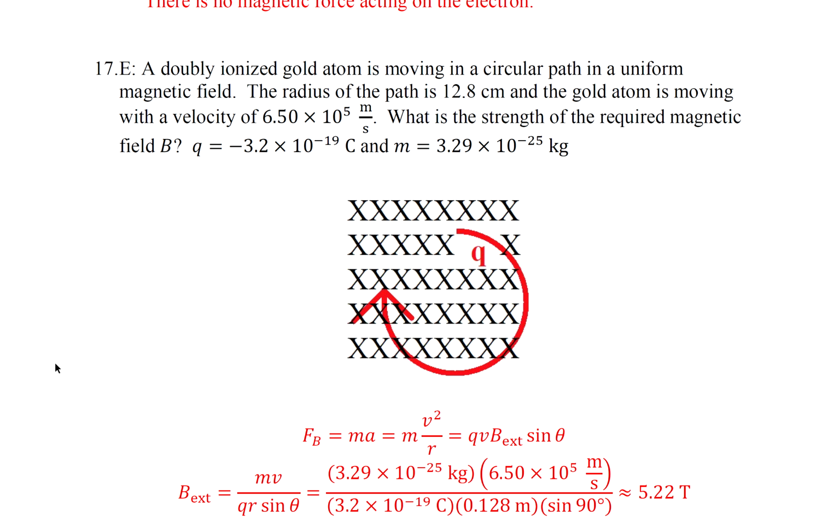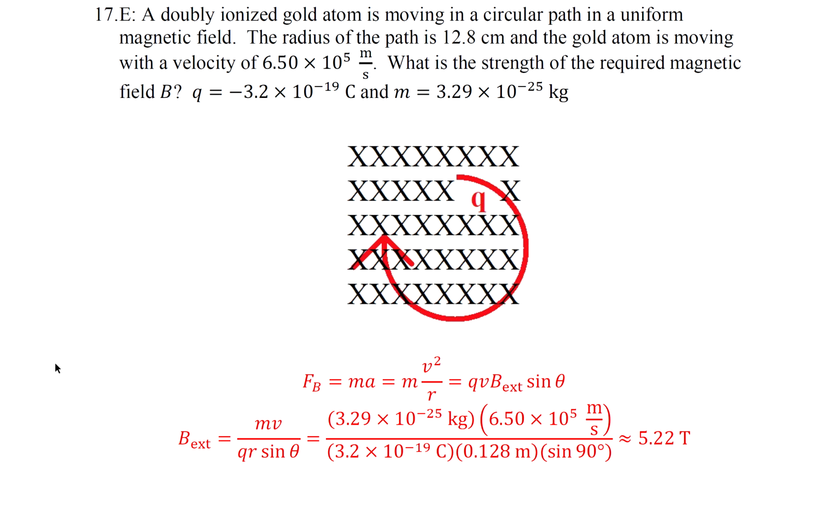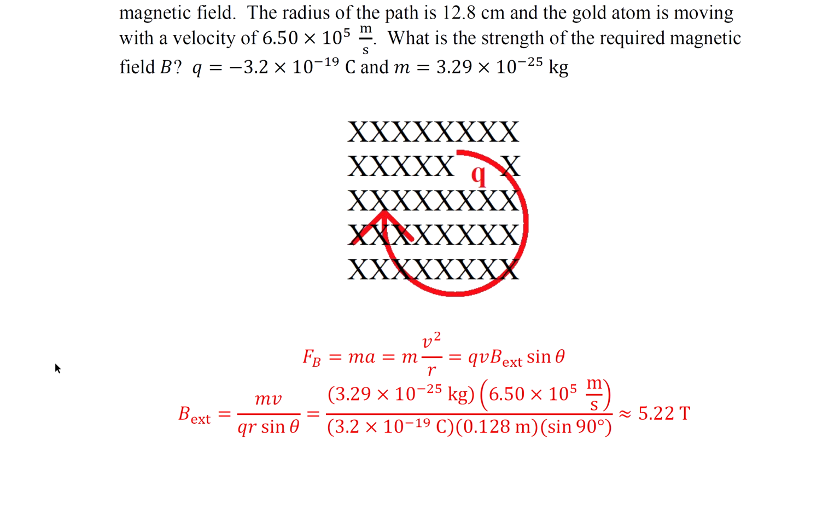Question 17. A doubly ionized gold atom is moving in a circular path in a uniform magnetic field. The radius of the path is 12.8 centimeters and the gold atom is moving with a velocity of 6.5 times 10 to the 5 meters over second. What is the strength of the required magnetic field B? So we're given charge and we're given the mass. So we'll use the equation F sub b equals ma equals mv squared over r equals qvb sine theta, and solve for B.